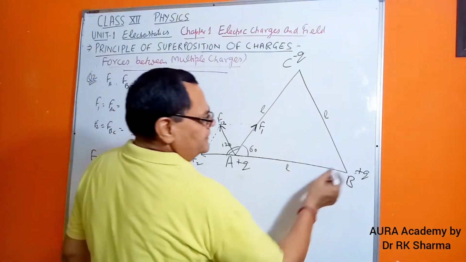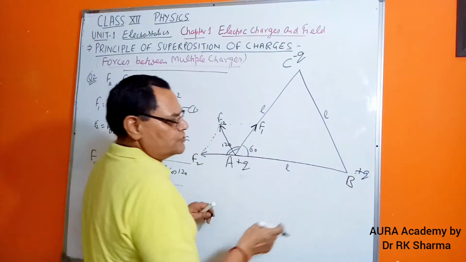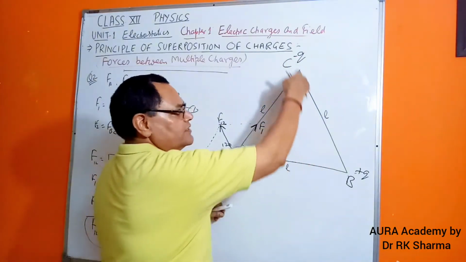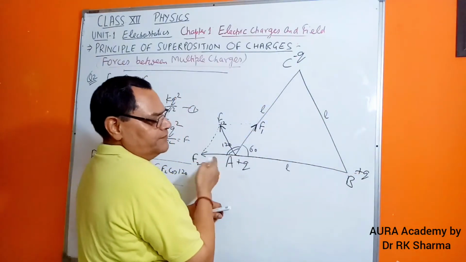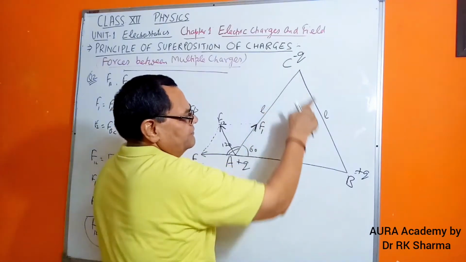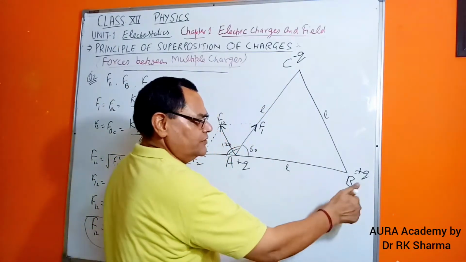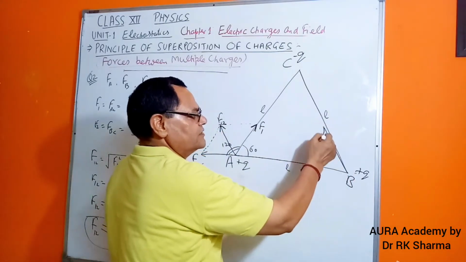Alright, so now let us think at point B. If you have to find the force at B, what will happen? First of all, identify the pairs. You find that this is one pair of forces. Now this is negative, positive, so the point where force is calculated should be attracted. So one force will be acting this way.